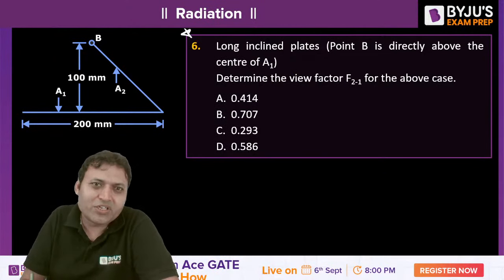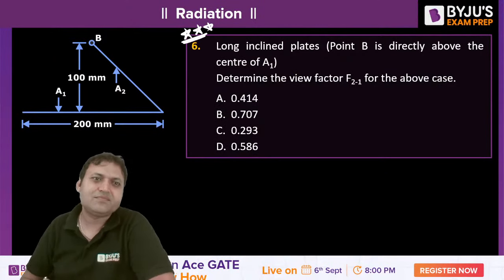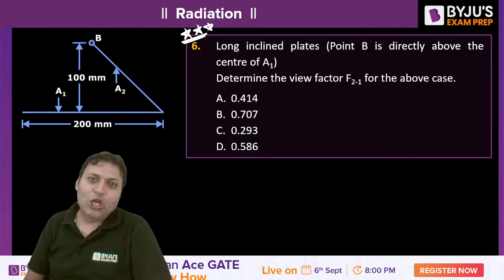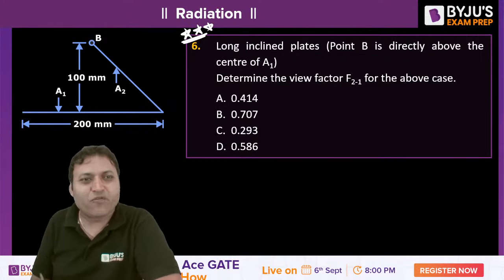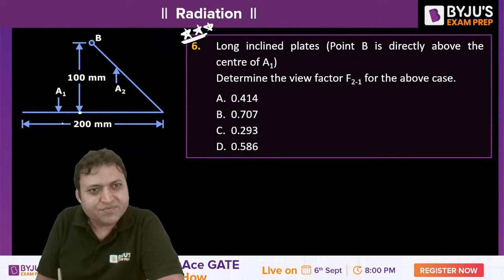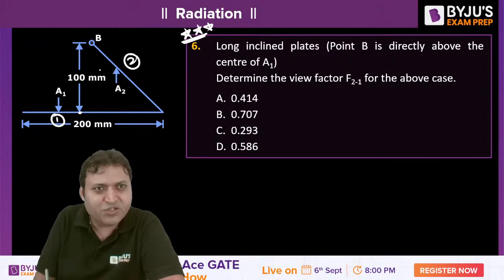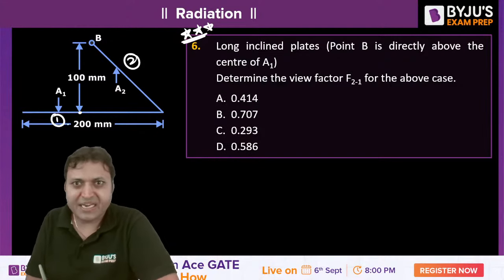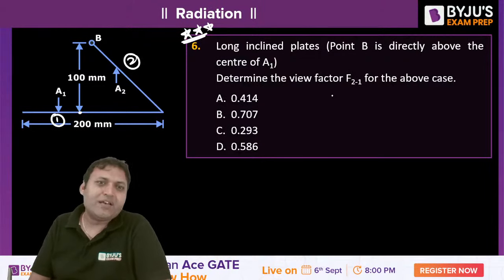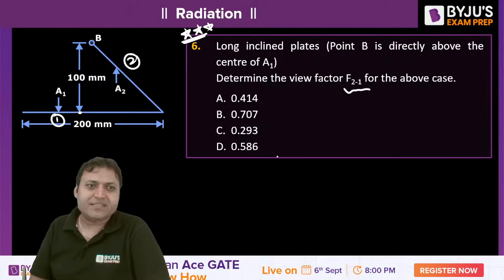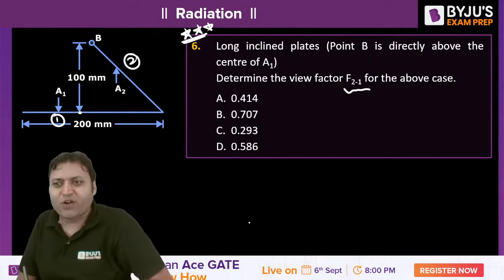Again, a question from the shape factor. Long inclined plates, point B is directly above the center of A. This is the center of A1. This is surface 1. This is surface 2. And point B is directly above the center. Determine the view factor F221 for the above case. We need to find out F221.